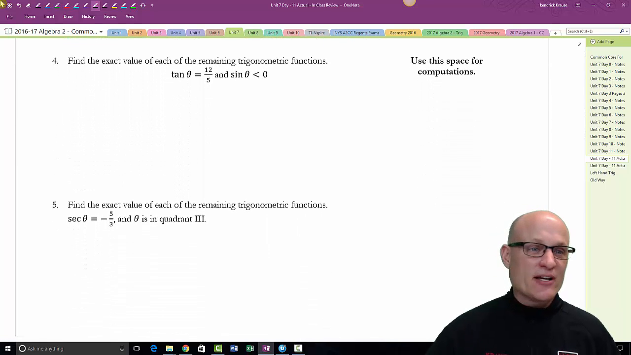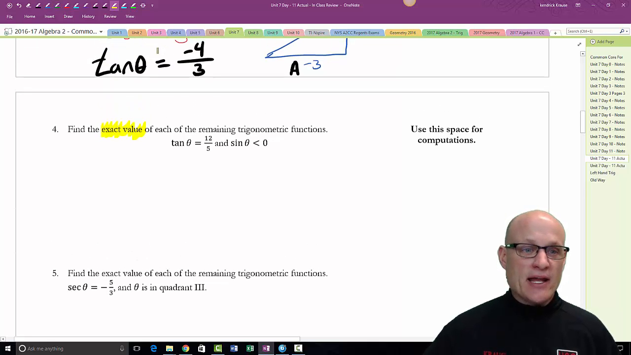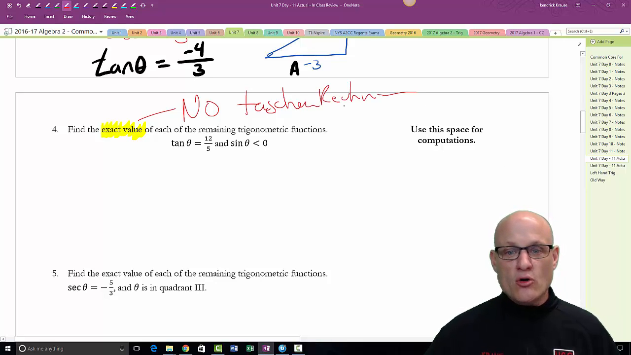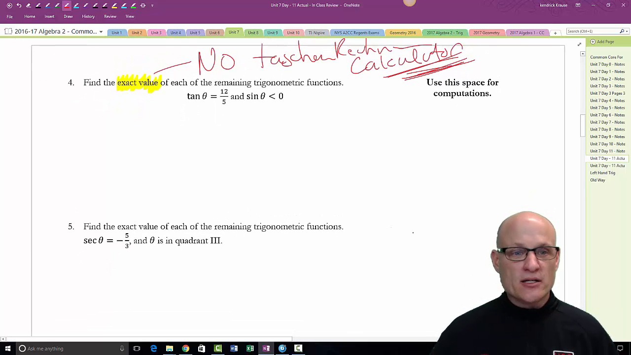Find the exact value. Guys, I want you to do me a favor. When you see this word exact value, I want you to highlight it. And then I want you to say to yourself, no Taschenrechner. I don't know how to spell that exactly. No calculator. None. Don't touch your calculator. You get hurt.